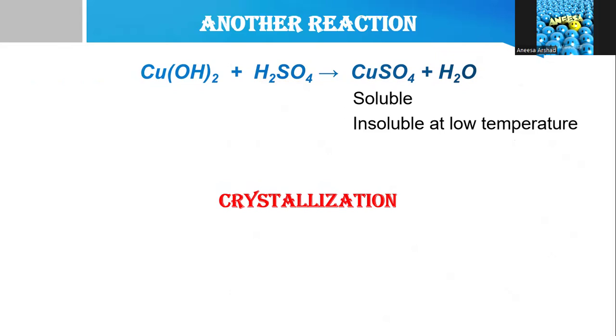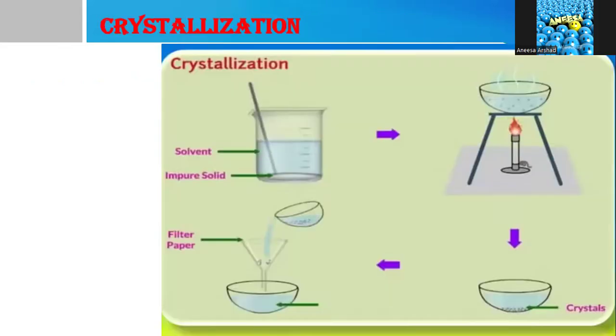So now we will analyze the physical state of the copper sulfate, and then we come to know that this copper sulfate is soluble at high or moderate temperature in water, but when it goes to a lower temperature it becomes insoluble. So for such kinds of mixtures we use a technique which we call crystallization. So here is how we perform crystallization.